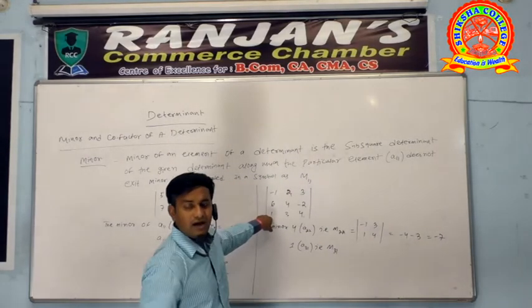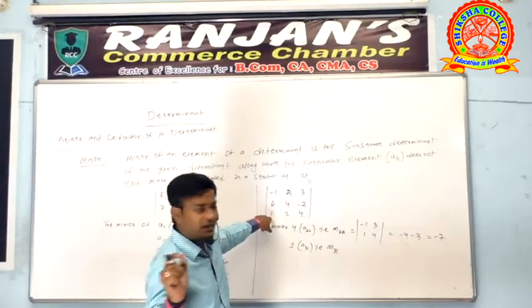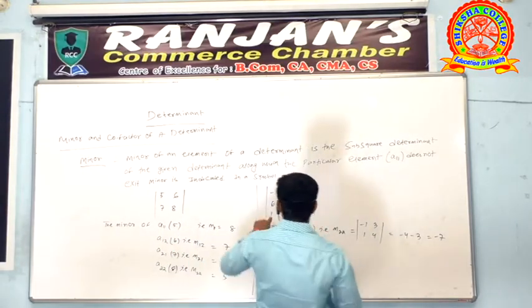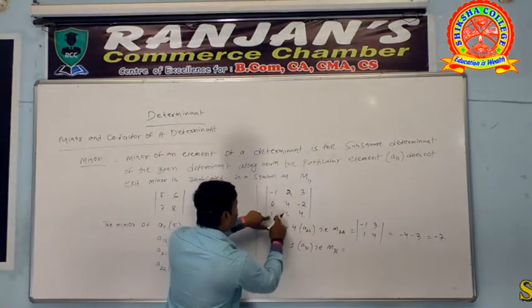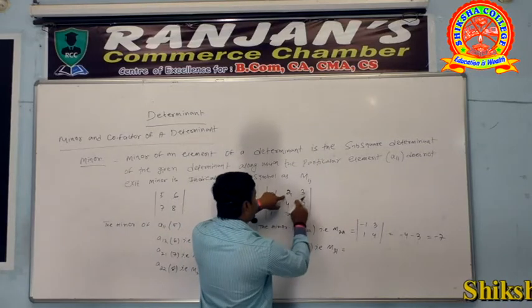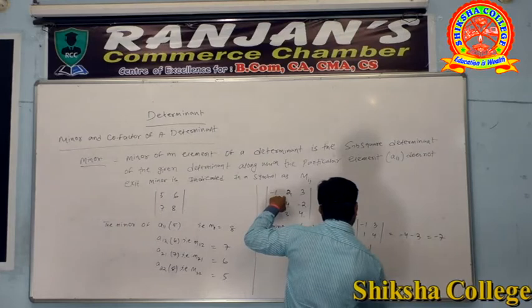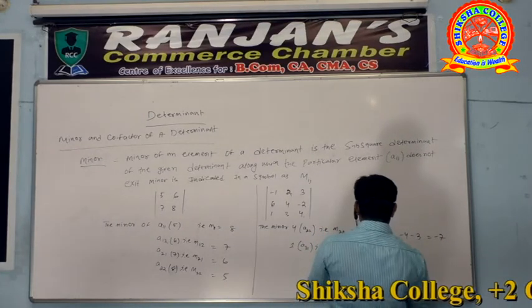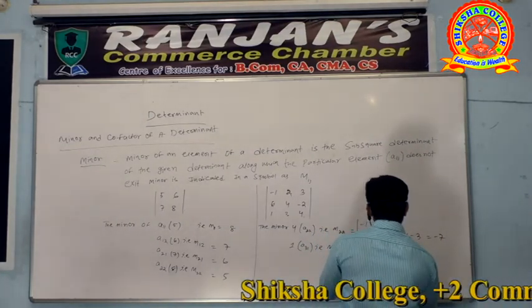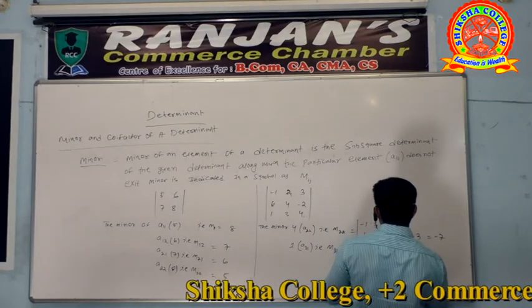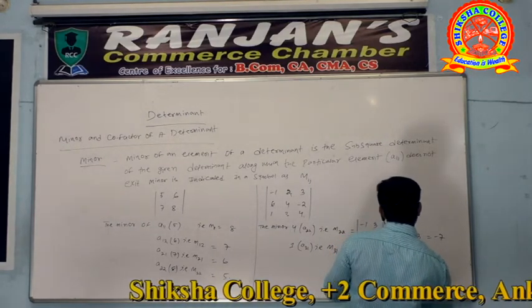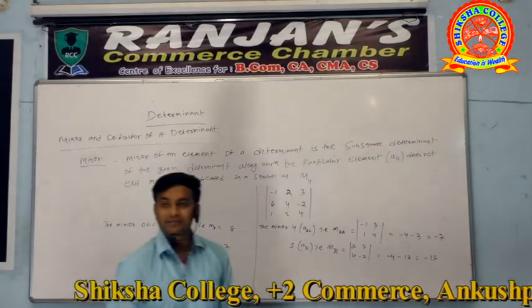What is the position of the element? M31 is equal to: delete the row and column, this and this gone. Now left are 2, 3, 4, minus 2. Then what is left? 2 times 4, minus 4 times 3, that is 8 minus 12. That comes to minus 16.